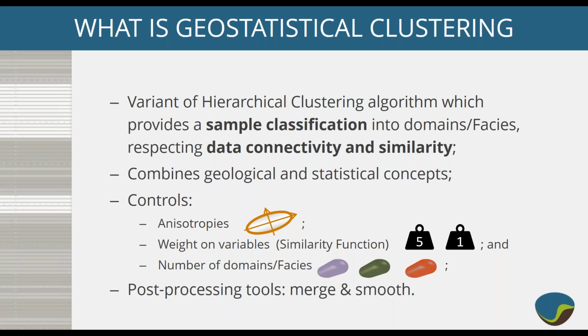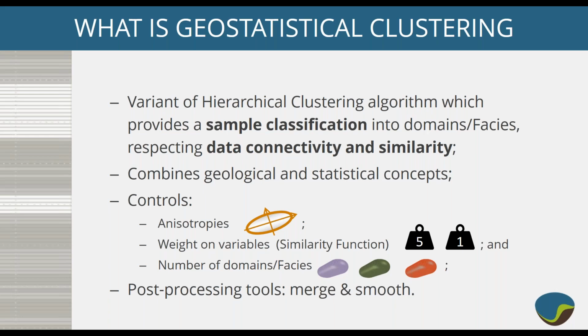So it will combine geological concepts with statistical concepts. And we have different controls. We can control the anisotropies. It means that we can force the algorithm to account for anisotropies in the spatial distribution of the geological features.